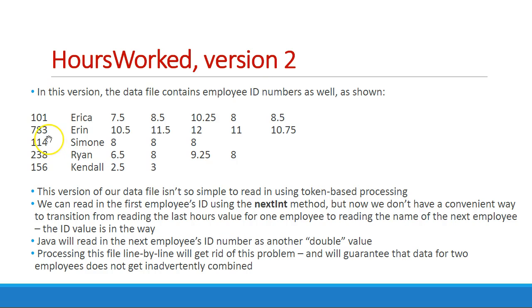So here we have an ID for the employee. Now after I've read the ID and the name, and then I start going down here, when I look for the next double, it's actually going to find this over here. And then it's going to be confused because then it's off. So that's not going to work.